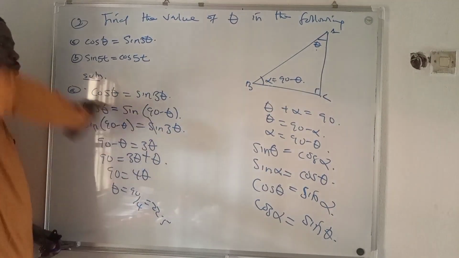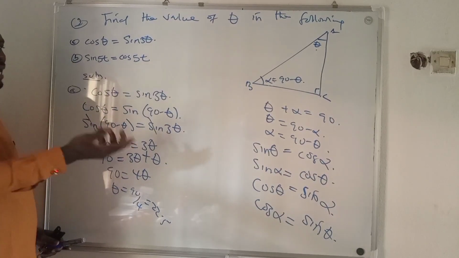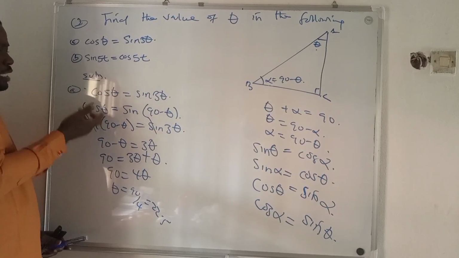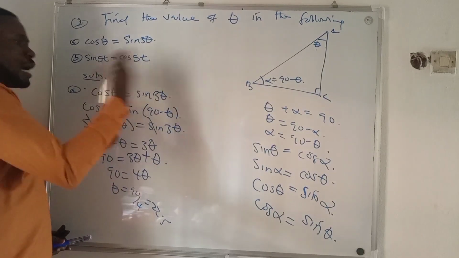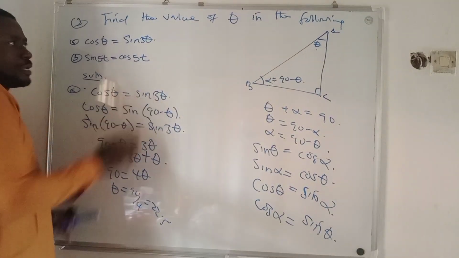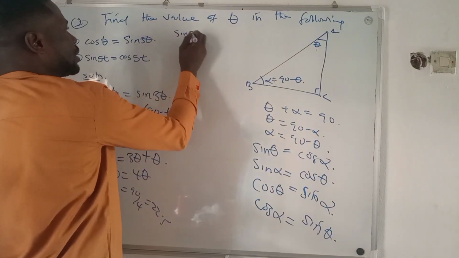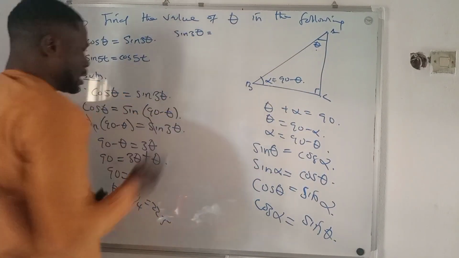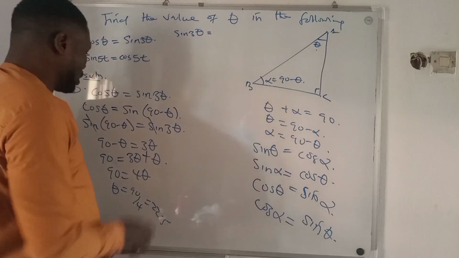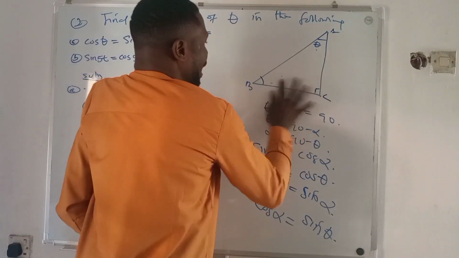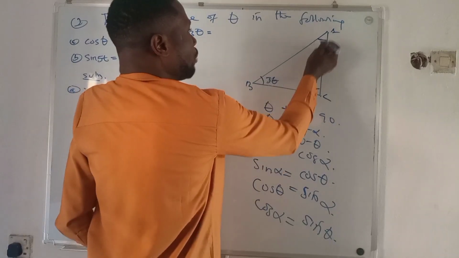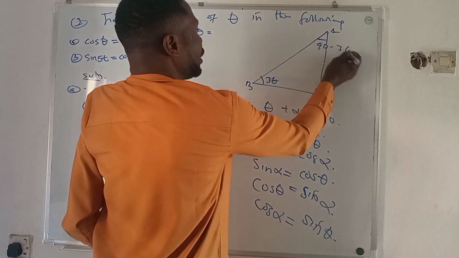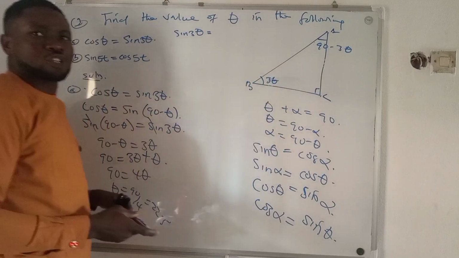You see, while you're doing this, somebody, as we said, cos theta is equal to this. Another person might decide not to say cos theta. You may decide to take it from sine. Now, sine 3 theta. What is the complementary angle of 3 theta? Supposing I say that this angle is 3 theta, what will be the complementary? It will be 90 minus 3 theta. It means this angle is 90 minus 3 theta.